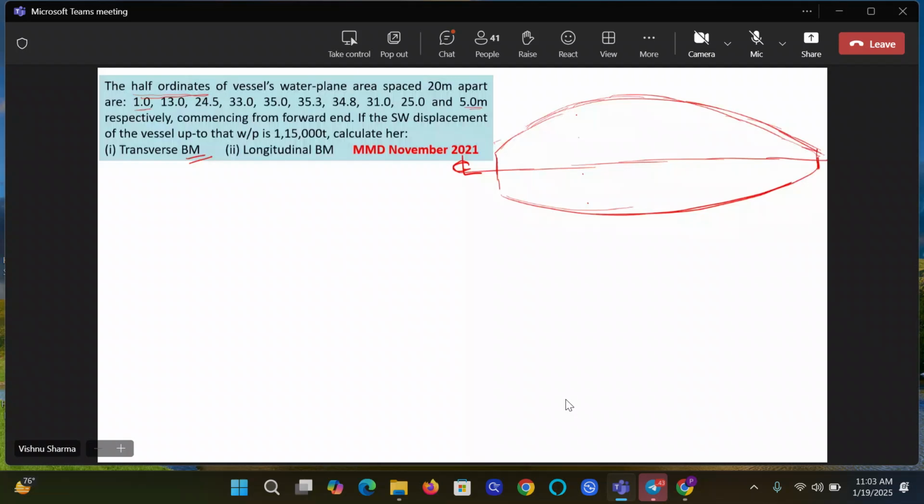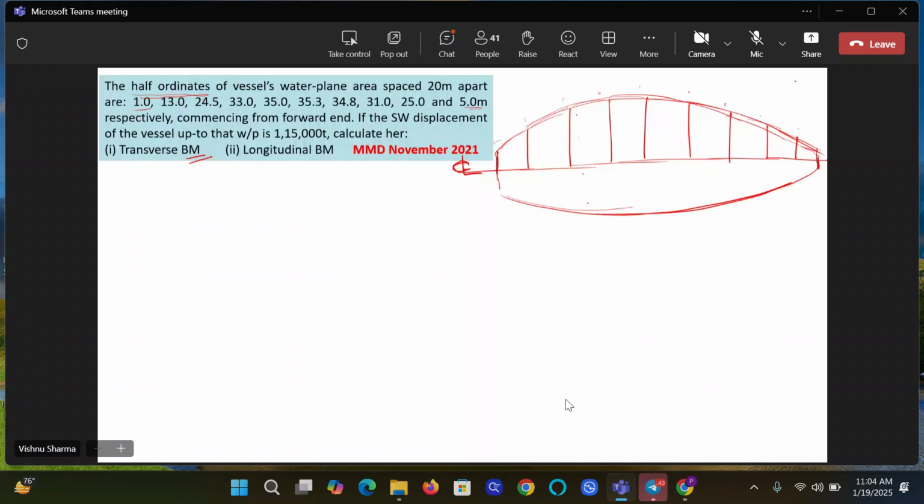Correct? Will the center line be the fore and aft axis through the center of flotation? Yes or no, guys? Yes. Correct. Okay. Now, there are 10 semi-ordinates: 1, 2, 3, 4, 5, 6, 7, 8, 9, and 10.